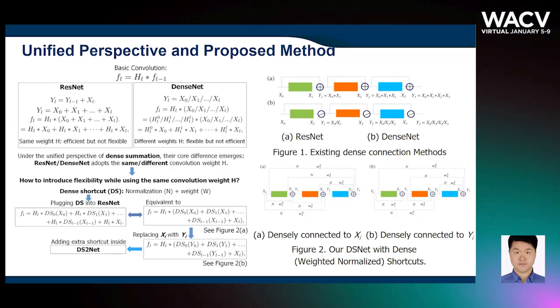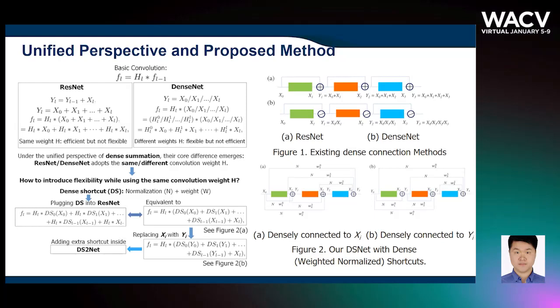Starting from basic convolution, H represents the convolution weight and F indicates the feature, we can derive the mathematical equivalence inside ResNet and DenseNet. For more details, please check our paper. ResNet and DenseNet are found to have dense connection, specifically dense summation, which reveals the core difference is that ResNet adopts the same convolution weight H, while DenseNet uses different H. Different H is more flexible but less efficient. That's why compared with ResNet, DenseNet can achieve higher performance, but requires more GPU resources.